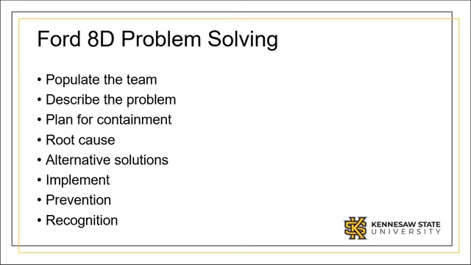Second, describe the problem. Identify the problem in terms of the customer's problem and in quantifiable terms. Develop a plan for containment. Determine an interim solution to stop the bleeding and protect the customer. Identify root cause. Use some of the tools discussed in the module to assist you. Develop alternative solutions. Make sure your solution will eliminate the root cause. Make sure there are no risks involved.